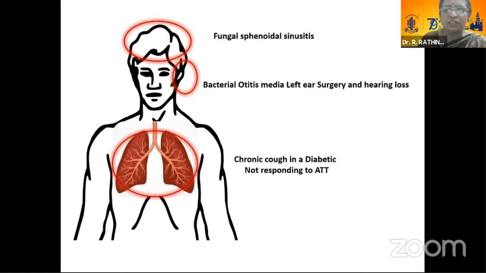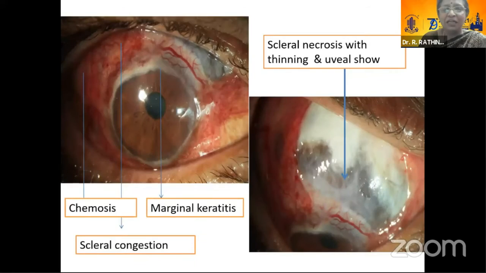Bacteria was not grown. This was the history, and he left his job because he was going from one doctor to another, and he had a severe eye pain, and he came to us. Now, the moment I show you the picture, you will know the diagnosis for all these problems. For the eye problem, he came with marginal keratitis, chemosis, scleral congestion, a prominent vessel near the conjunctiva, and marked necrosis of conjunctiva as well as sclera.